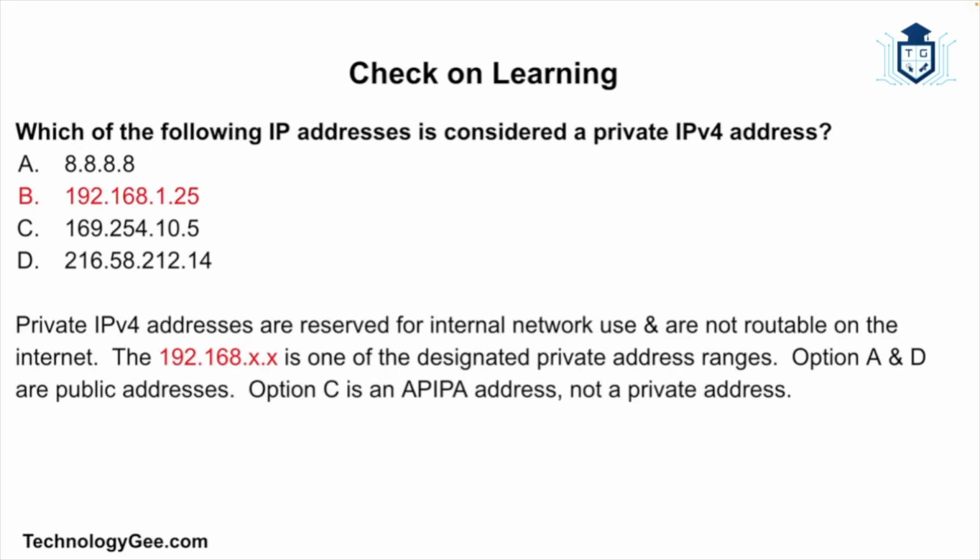And the correct answer is 192.168.1.25. So private IP version 4 addresses are reserved for internal network use and are not routable on the internet. And the 192.168.x.x is one of the designated private IP address ranges. Options A and D are public IP addresses. And option C is an APIPA address, not a private IP address.